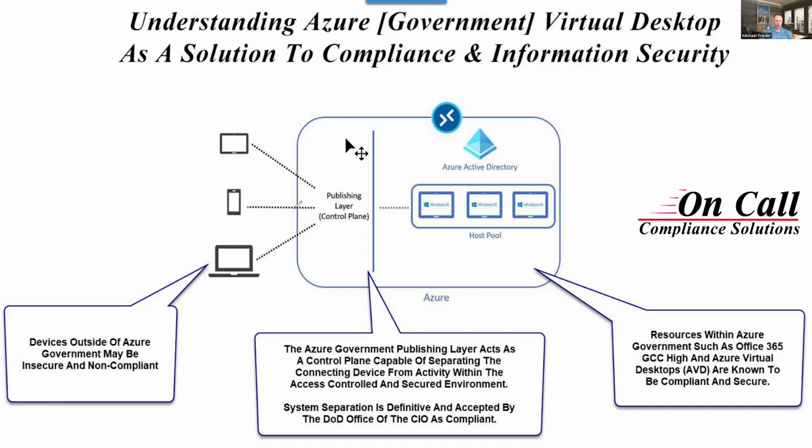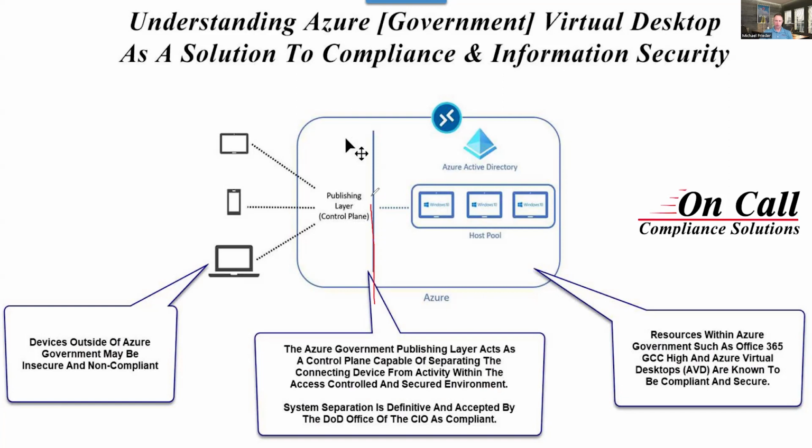Awesome. Now, do we recommend they be compliant? Yeah, sure. I mean, for goodness sakes, on a machine, you just need good endpoint, maybe some SIEM. It's not terribly complicated to get a machine compliant. It's not terribly expensive. Now, up in Azure Government, which is going to be this whole blue bubble, this is all in Azure Government, which is really cool because we know this is compliant without any doubt. First thing that happens, the Azure Government publishing layer acts as a control plane capable of operating the connecting device from activity within the access controlled and secured environment. System separation is definitive and accepted by the DoD Office of the CIO as compliant. Done.